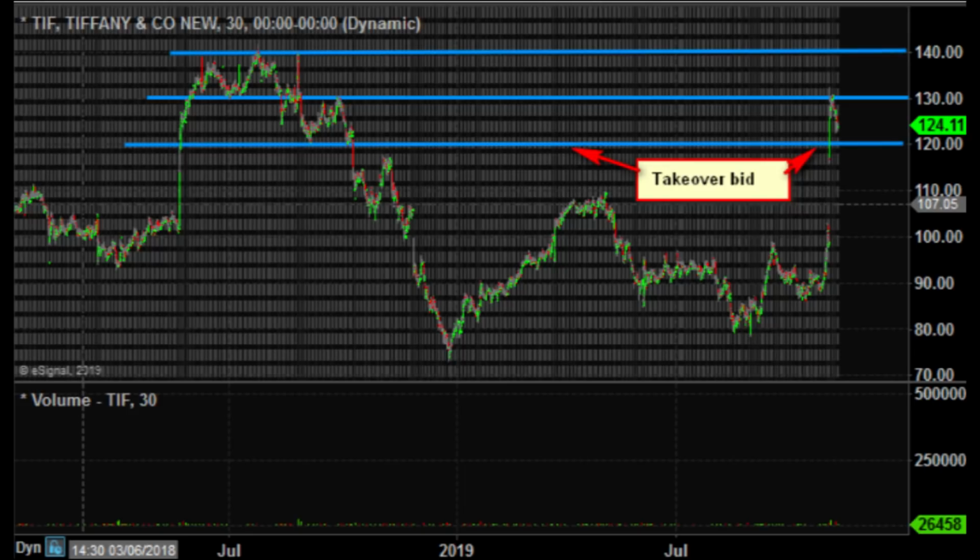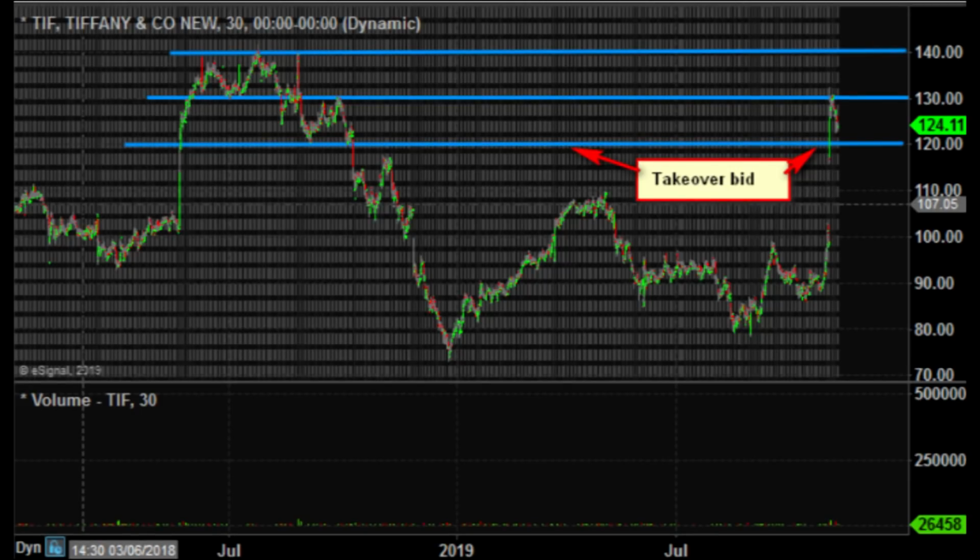Now, 130 I thought was realistic. The bid was 120. They hadn't come to a deal. It basically was just presented to Tiffany's. When a company is presented with a takeover offer and there have been no discussions and no announcement of a deal, that generally leads to negotiations and some sort of higher price. The question is, is the higher price going to be 125, 130?